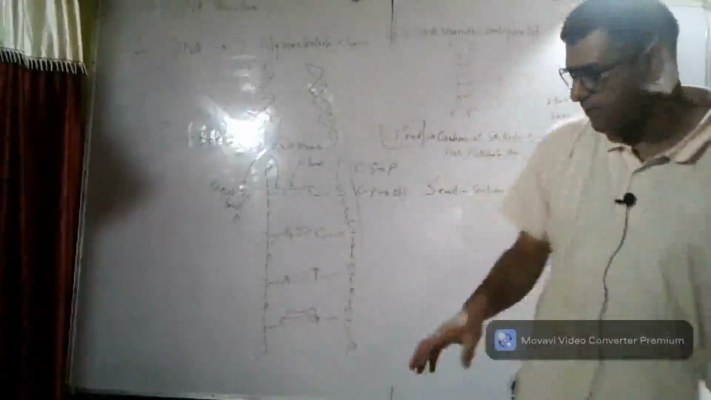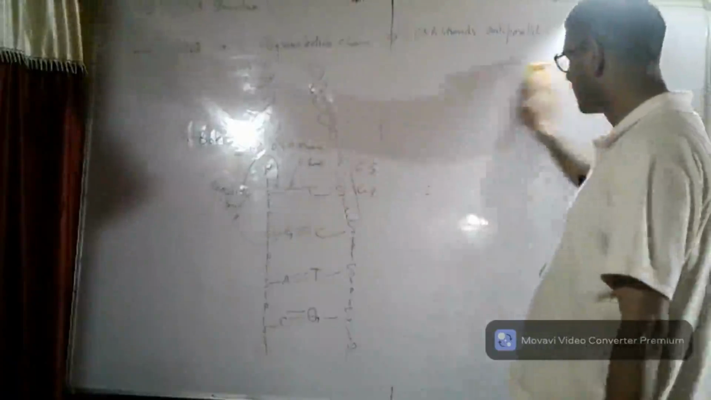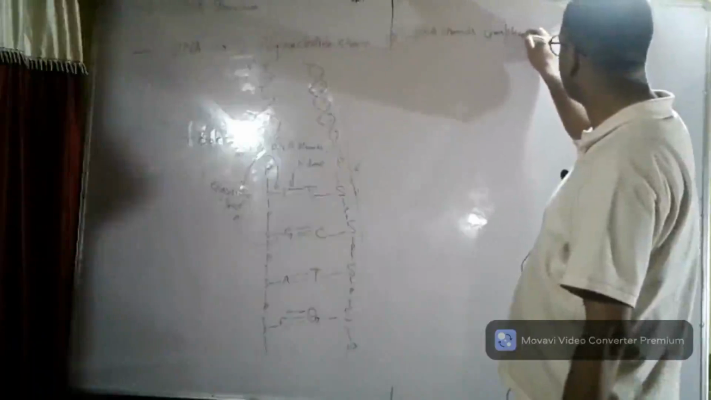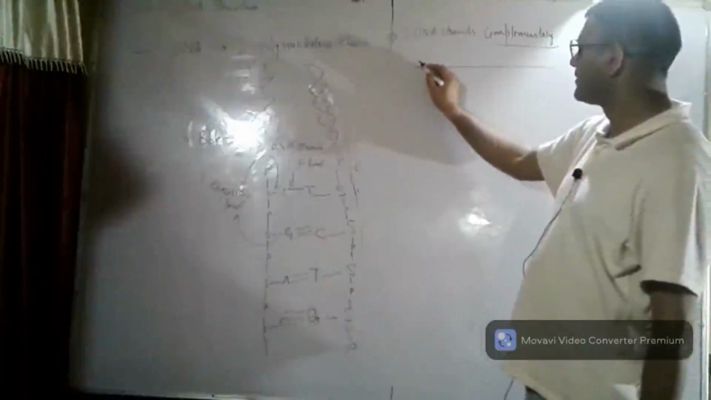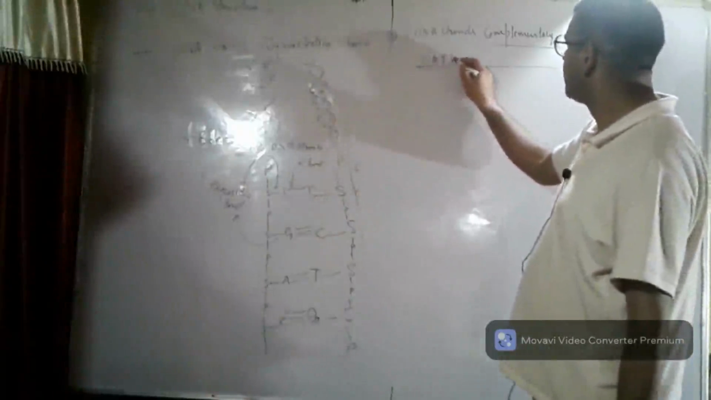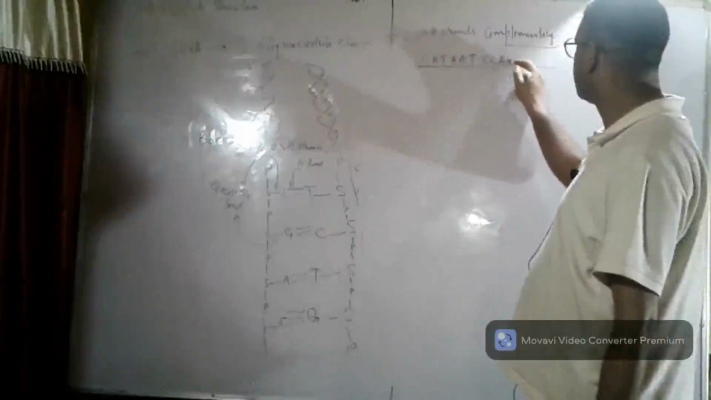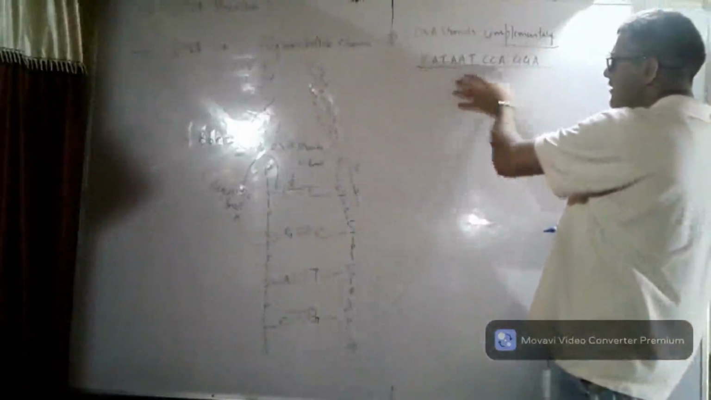Then, the two strands of DNA are complementary. What does it mean? It means that if we have one strand of DNA and the base sequence in one strand of the DNA is, for example, CAT, AAT, CCA, GGA. This is the sequence of bases in one strand of DNA.